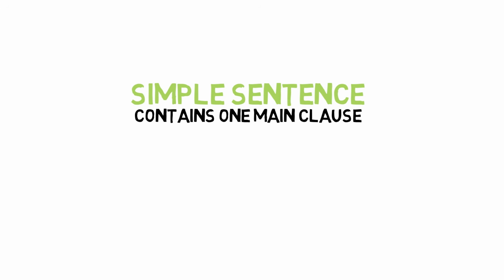Let's begin by looking at a simple sentence. A simple sentence is a sentence that contains one main clause. It will contain one verb and at least one noun. Here's an example. The athlete ran the marathon.